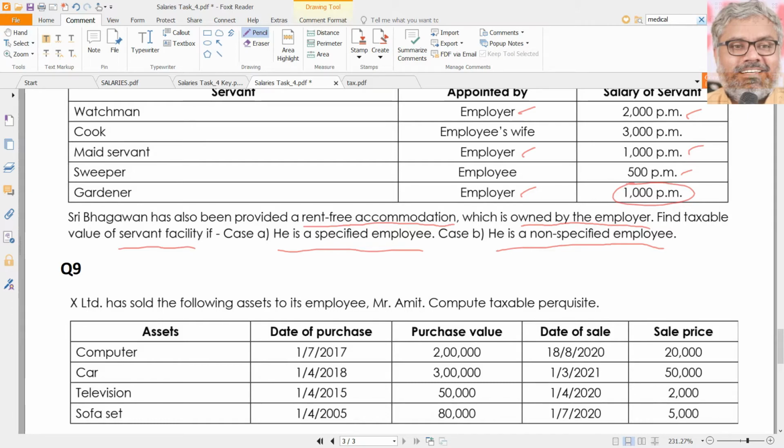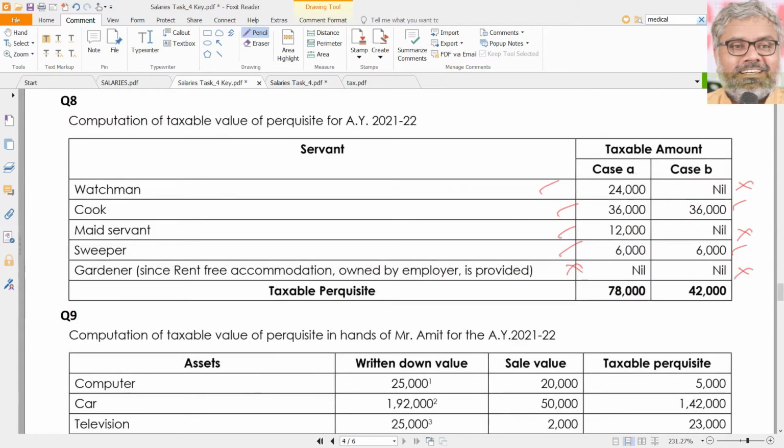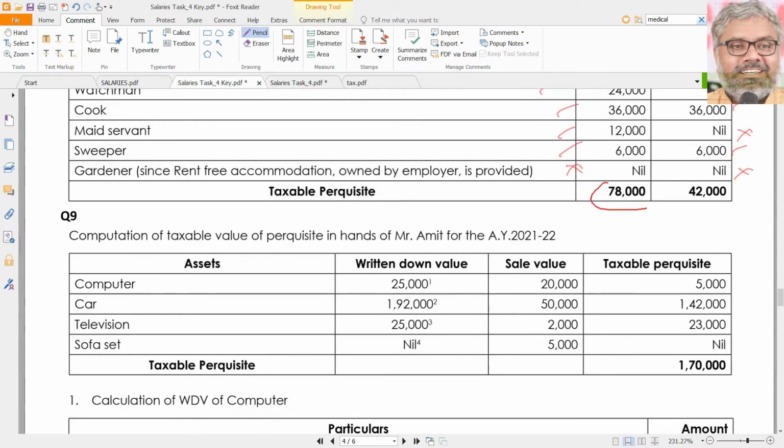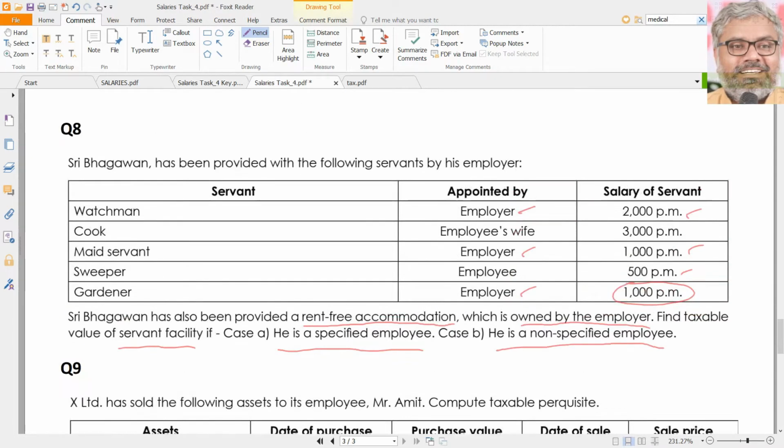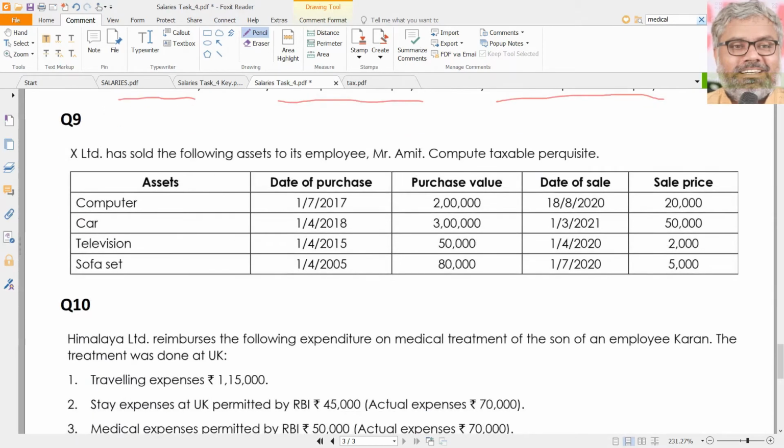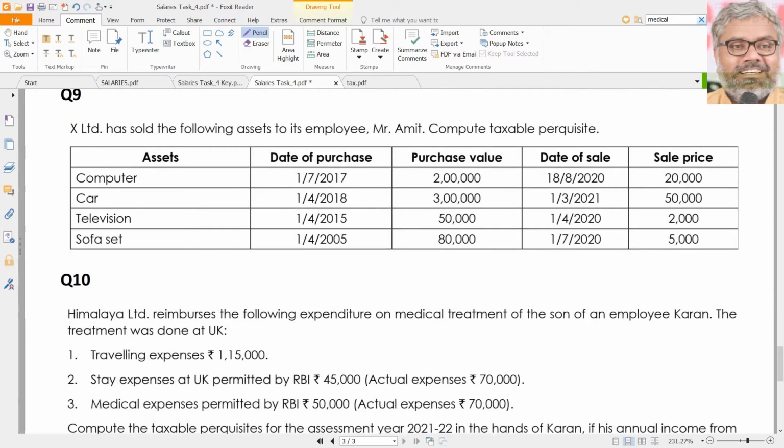So according to that circular, gardener facility is not taxable if there is already a rent-free accommodation owned by the employer provided to the employee. That's the important point in this case. All remaining things are straightforward. So keeping that in mind, the total value of perquisite in case of a specified employee is 78,000. In case of a non-specified employee, it is 42,000. That's question number 8. Perquisites once again. Then question number 9 involves a lot of calculations.